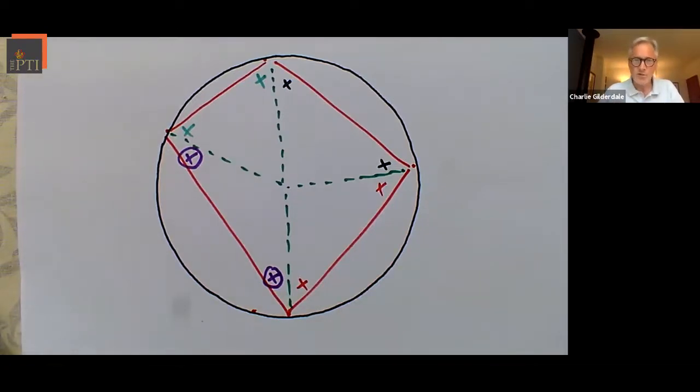And our question to you is, how can you use what you see on the screen at present to convince yourself that the opposite angles of this cyclic quadrilateral add up to 180 degrees? We'll give you just a little bit of time to think about it, and then perhaps in 30 seconds, a minute, you'd like to post something in the chat.